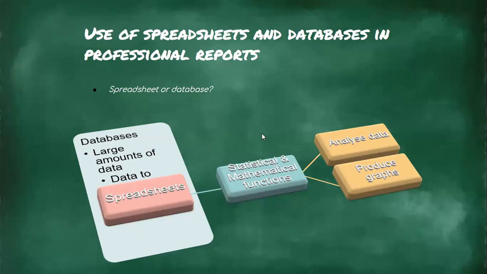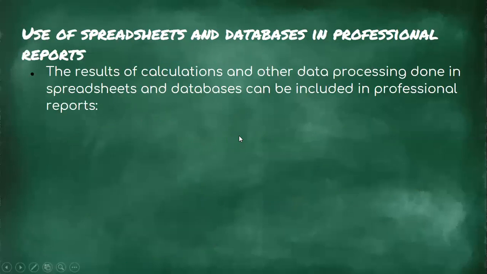As you see here, we finished with this application, use of a spreadsheet and database in professional reports, and we know what they are used for. The database is a large amount of data. The spreadsheet is used to do statistical and mathematical functions, the analysis of the data, and we produce graphs so that we can make our decision based on that. The results of the calculation and other data processing done in spreadsheet and database can be included in professional reports. Like I said, all this information must be part of your report in your Word documents.